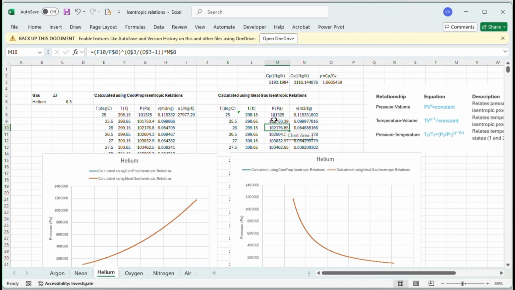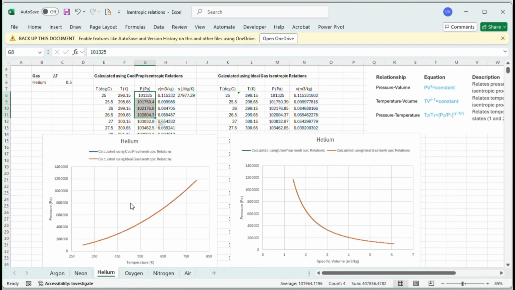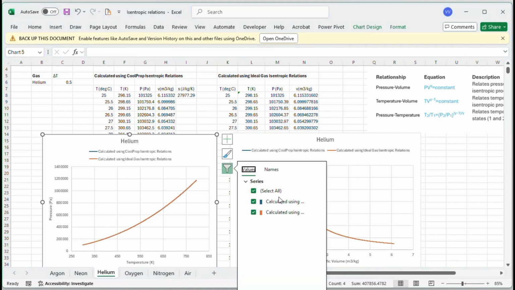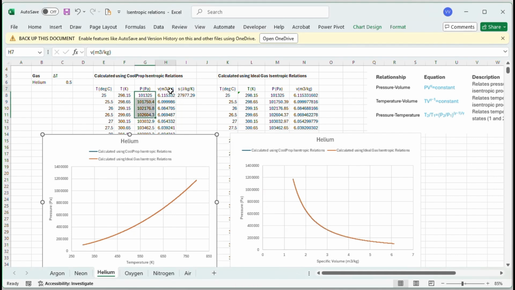Basically what we're doing is plotting this pressure and comparing them. So you can see, if you look at this data, it's plotting the pressure calculated using the first method, and here it's calculating using the second method. They're right on top of each other. The blue line and the orange line are right on top of each other. Almost no difference. Same way you could plot pressure versus specific volume.